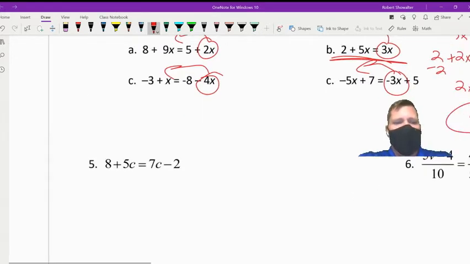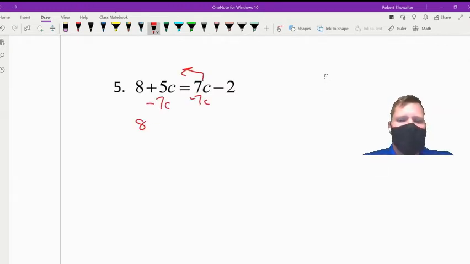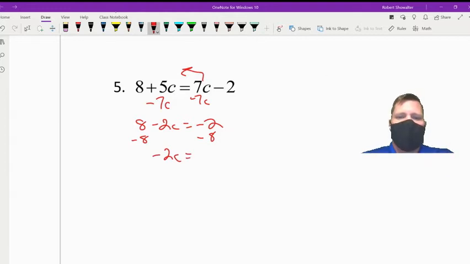All right, take a look at number 5. Here we go. We're going to move this to the left because that's the way I do. 8 minus 2c equals negative 2. Now we're going to move this to the right. 2c, negative 2c equals negative 10.